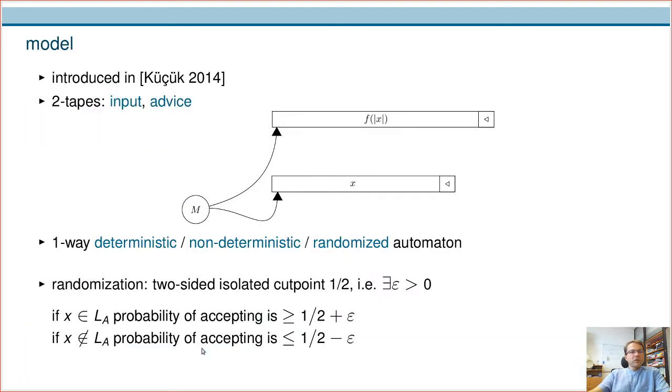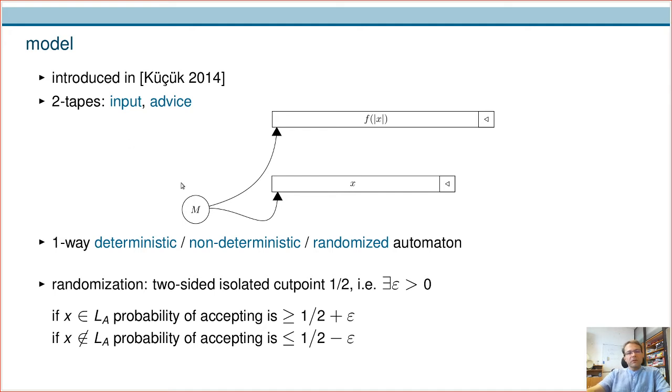So what we use is a model introduced in 2014 by Kucuk and others, where basically the advice is written on a separate tape. So we have a two-tape machine. The input word is on one tape with a delimiter. We will be dealing with one-way machines, so there is only one delimiter here. And the other tape, again a one-way tape, contains the advice, again delimited, but it doesn't matter too much.